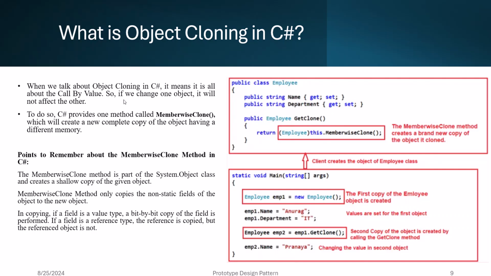When we talk about object cloning in C sharp, it is all about call by value. So if we change one object, it will not affect the other. And to do so, C# provides one method. C# has an inbuilt method which is MemberwiseClone, which will create a new complete copy of the object having a different memory. So MemberwiseClone is a shallow copy of the object.